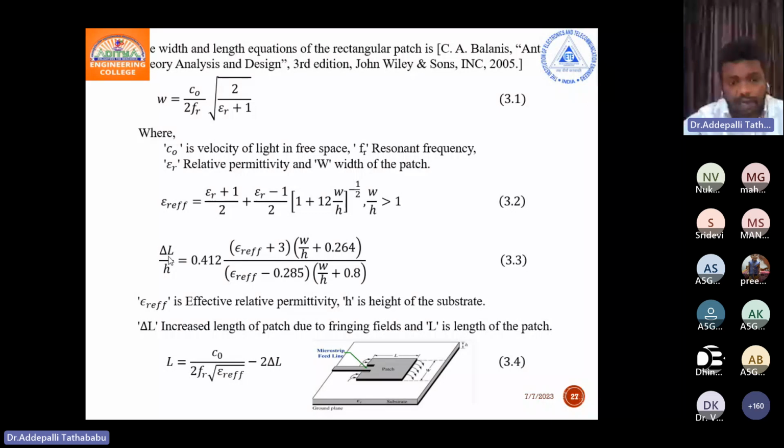Then how can we calculate delta L? Delta L is calculated using H, where H is the height of the substrate, and epsilon r effective we can calculate using epsilon r and the width. The width of the patch is already calculated. H is the height of the substrate, so the W by H condition should be satisfied. Then the epsilon r effective calculation, then delta L by H, and finally L we can calculate. So W and L are the length and width of the patch only, not the substrate length and substrate width. Generally the substrate length is L plus 6 times H, where H is the height of the substrate, and the substrate width is W plus 6H. Taking 6 times H, it gives the resonant frequency exactly at FR.